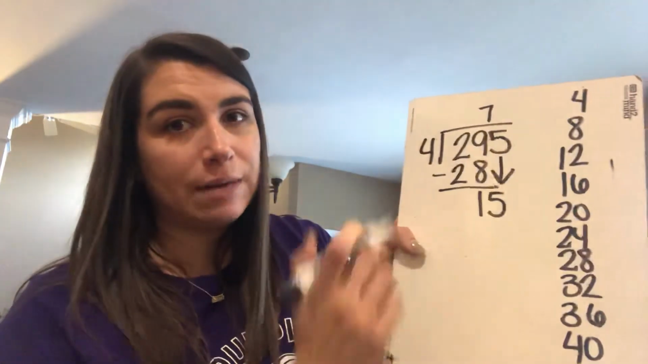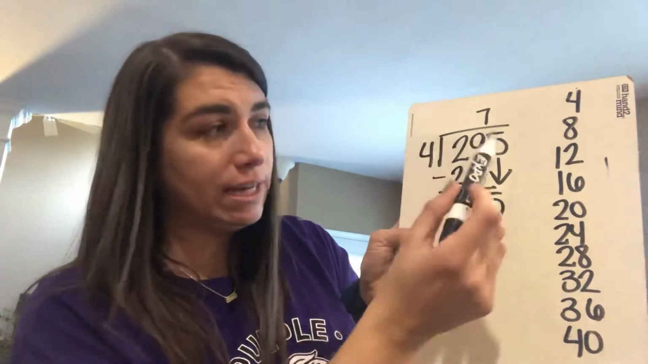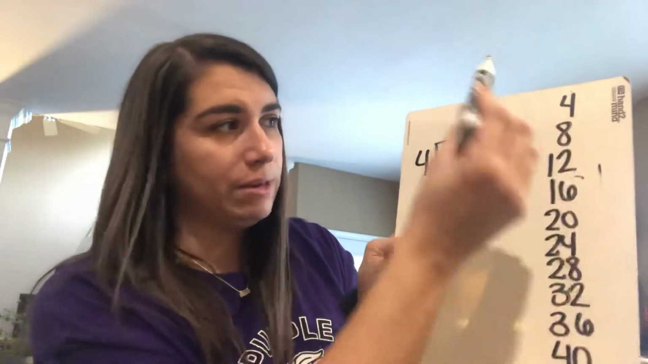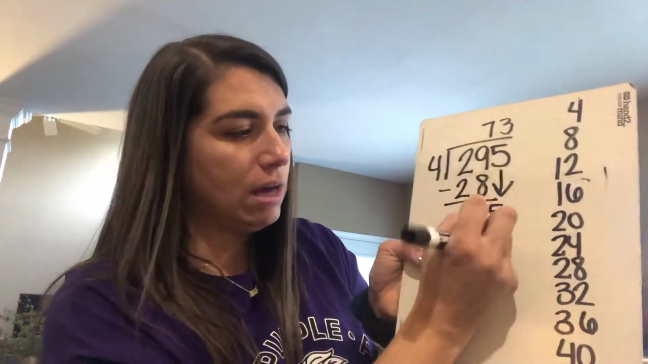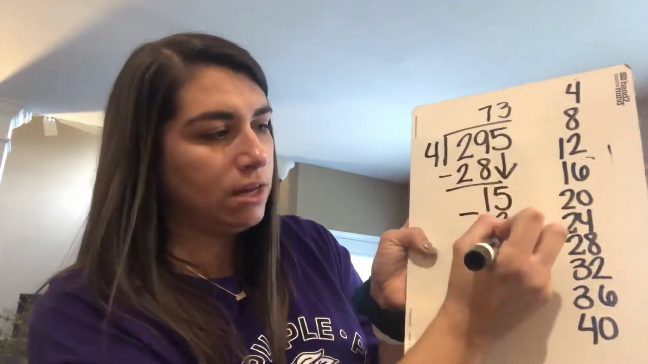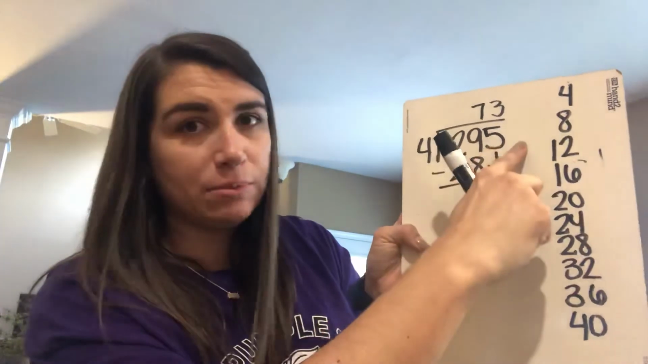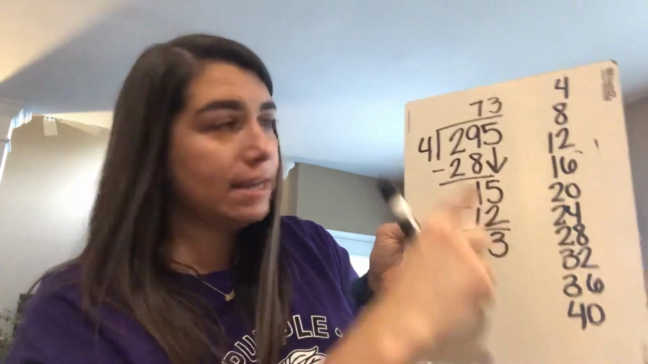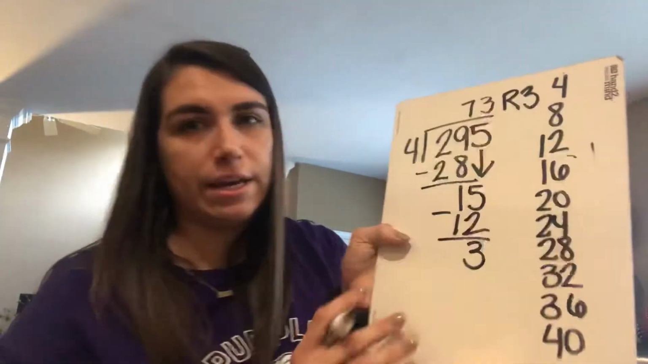So what times 4 gets me closest to 15 without going over? And I know we just did one just like that, right? It's going to go right in here, and it's going to be 3. 4 times 3 is 12. Then I subtract. 15 minus 12 is 3. There's nothing else to bring down. And 3 is smaller than 4, so 73 remainder 3 is my answer.